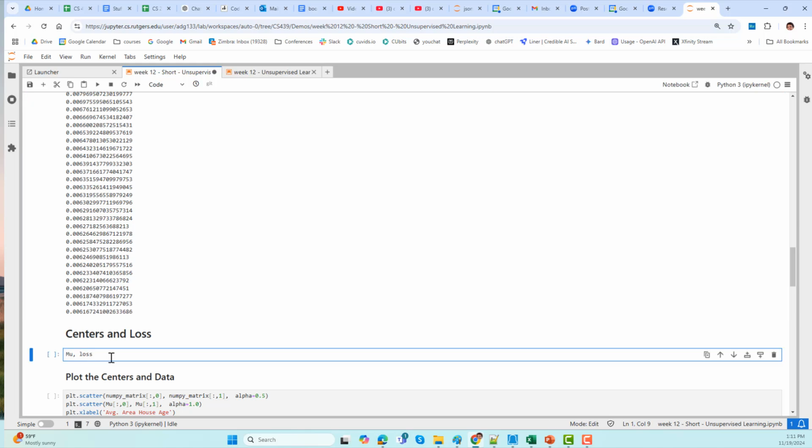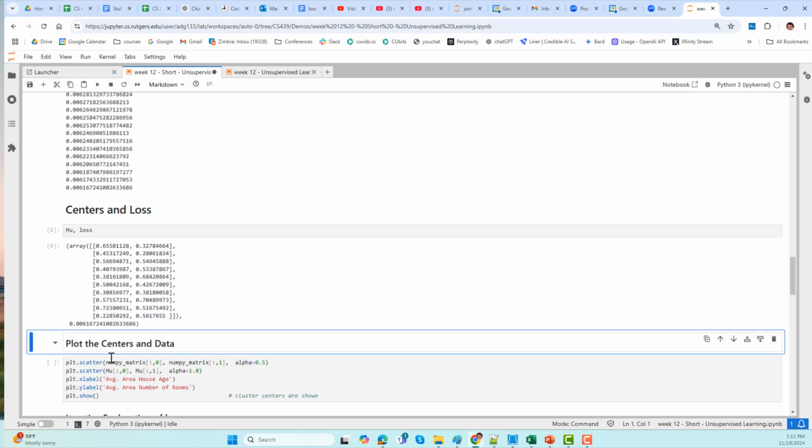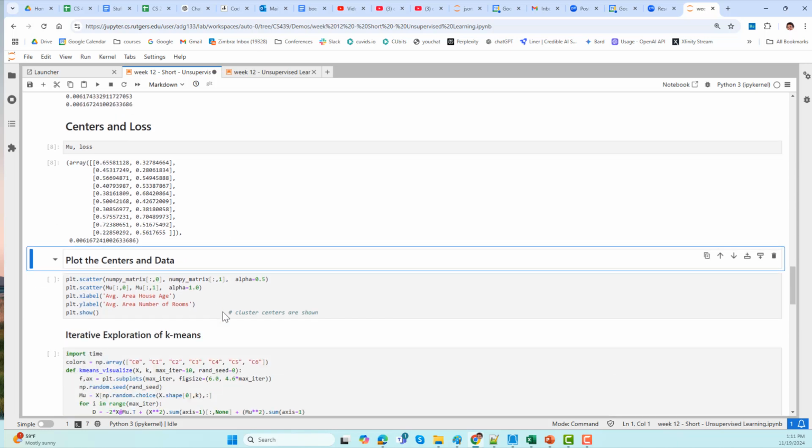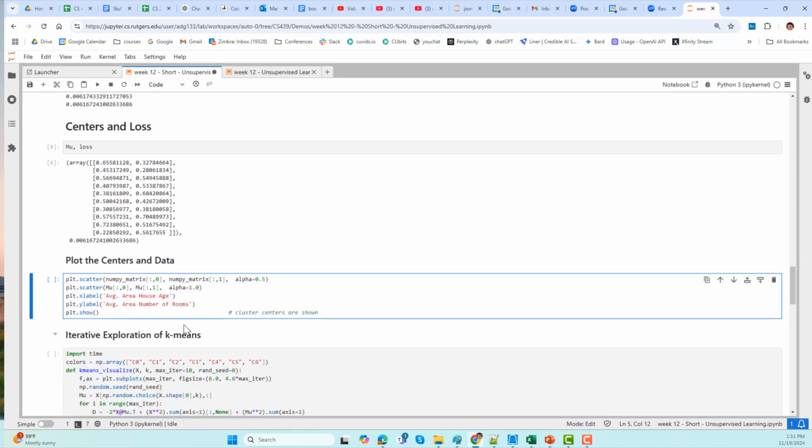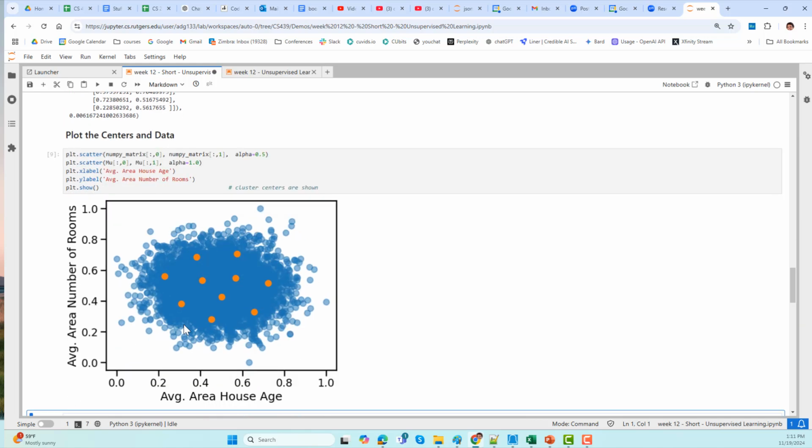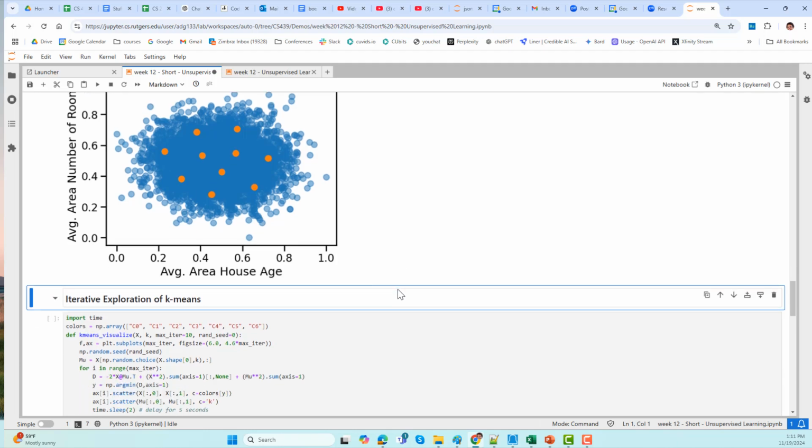And now we can look at the centers with those 30 iterations. What are the cluster centers? So we have their data points and the loss that we recorded here. Now, if you plot this, you can get an idea. When you plot it, you can see the 10 cluster centers here and all the 5,000 housing data points here, age and the number of rooms.